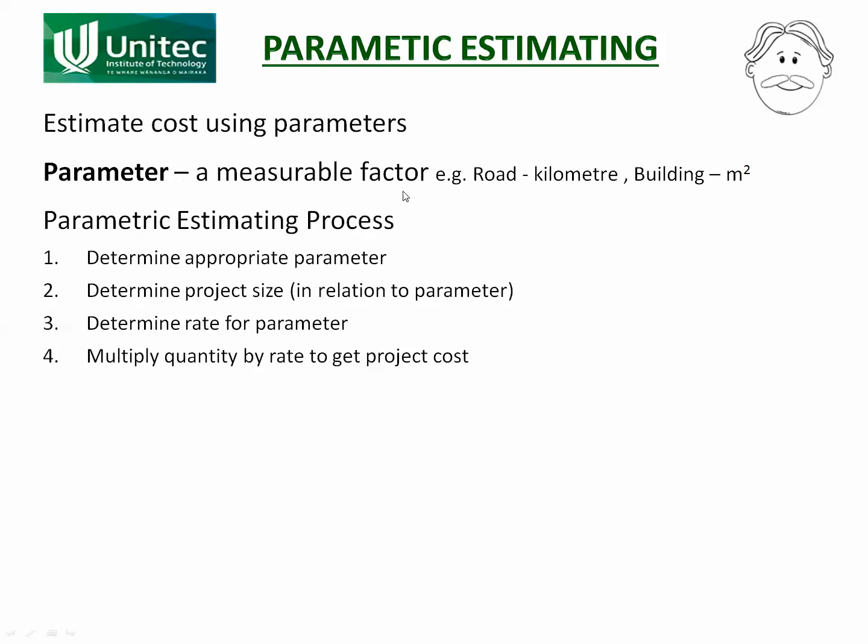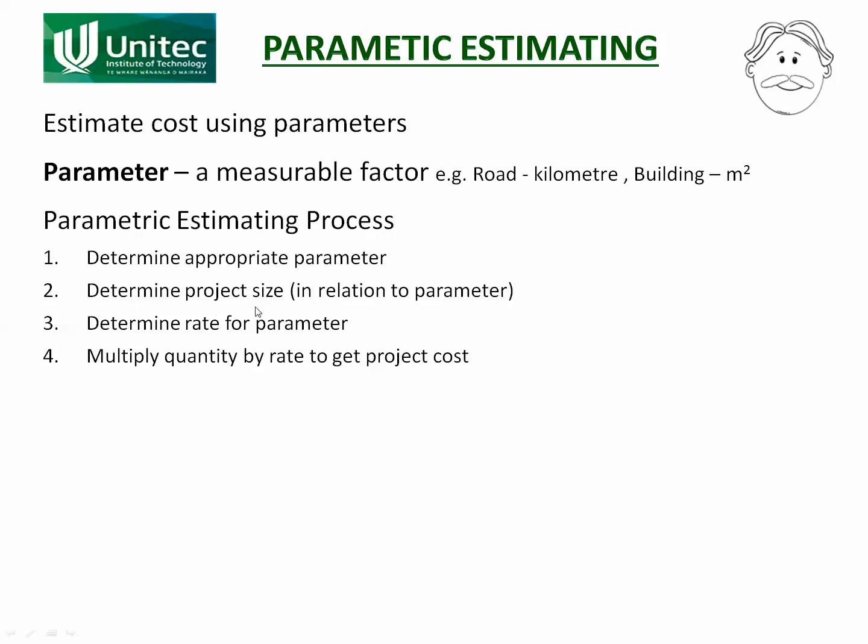A parameter is a measurable factor. For example, you can measure a road in kilometers or in meters. So the parameter there would be kilometers or meters. A building, you can measure in square meters of usable area. In this case the parameter would be square meters. So the process is that you determine an appropriate parameter. You look at a project and you say an appropriate parameter for a building would be square meters. Or for a road, we could say the appropriate parameter would be per kilometer.